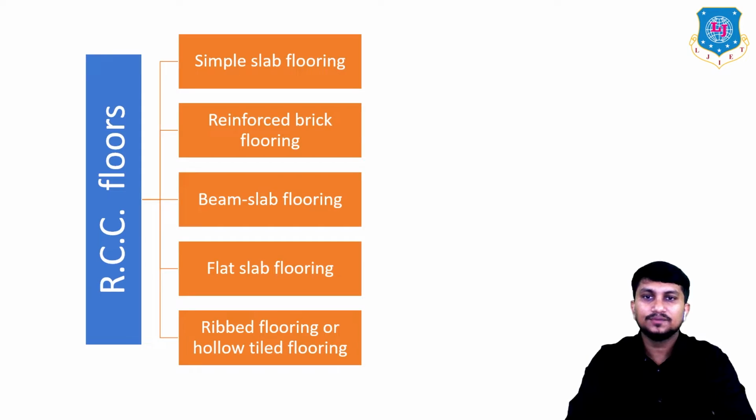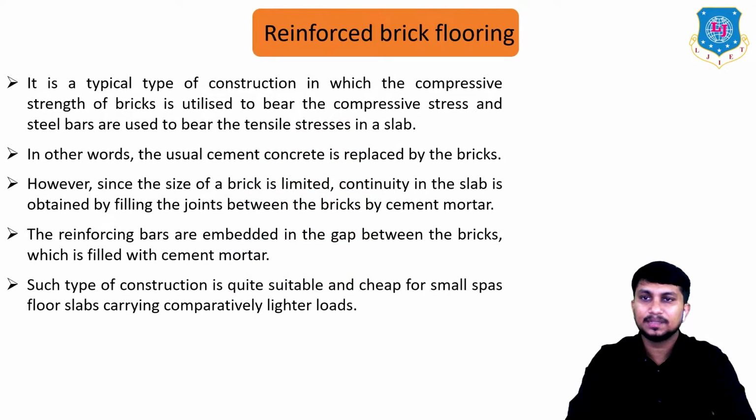The second type of flooring is reinforced brick flooring. It is a typical type of construction in which the compressive strength of brick is utilized to bear the compressive stress, and steel bars are used to bear the tensile stresses in a slab. In other words, the usual cement concrete is replaced by bricks. However, since the size of bricks is limited, continuity in the slab is obtained by filling the joints between the bricks with cement mortar. The reinforcing bars are embedded in the gap between the bricks, which is filled with cement mortar. Such construction is quite suitable and cheap for small span floor slabs carrying comparatively lighter loads.